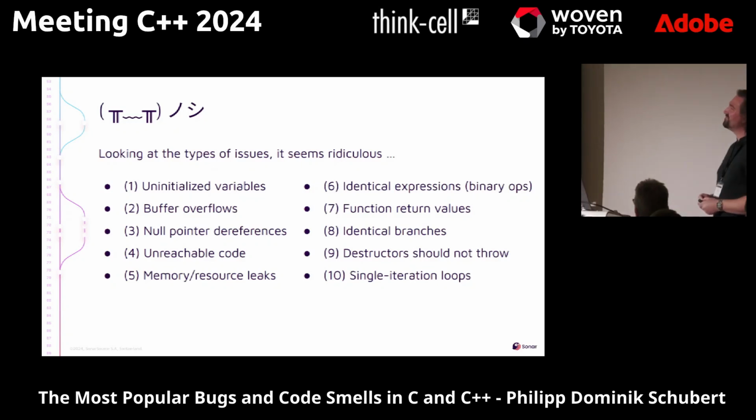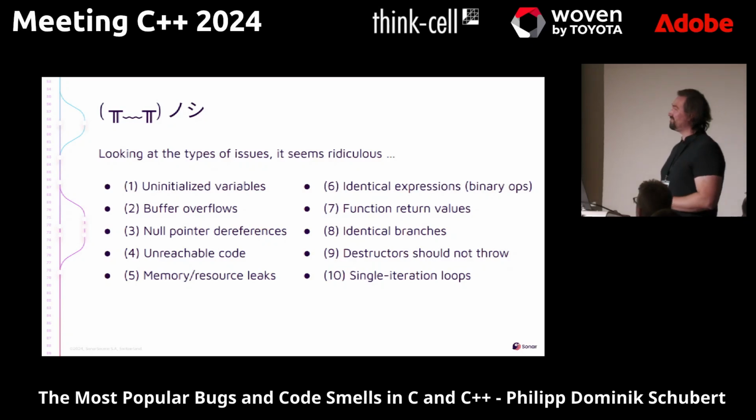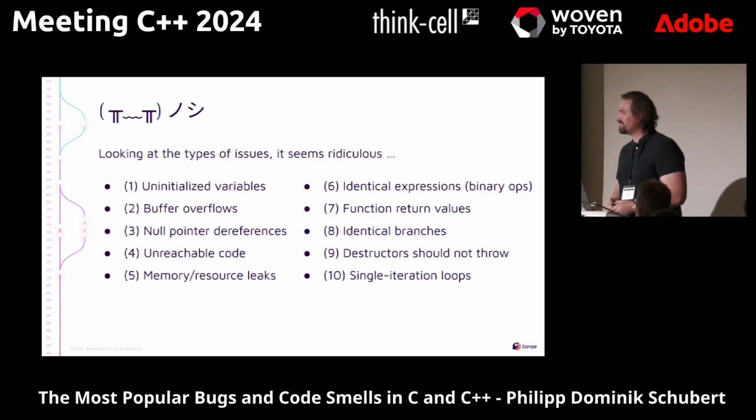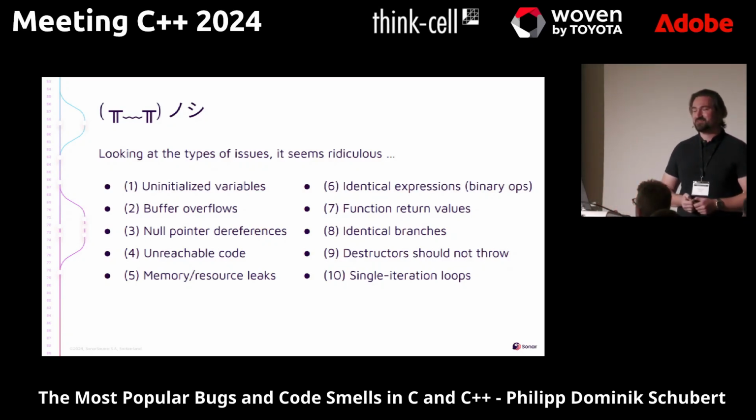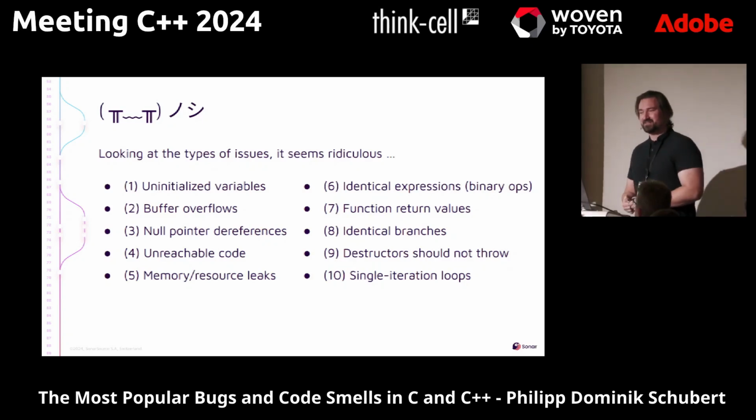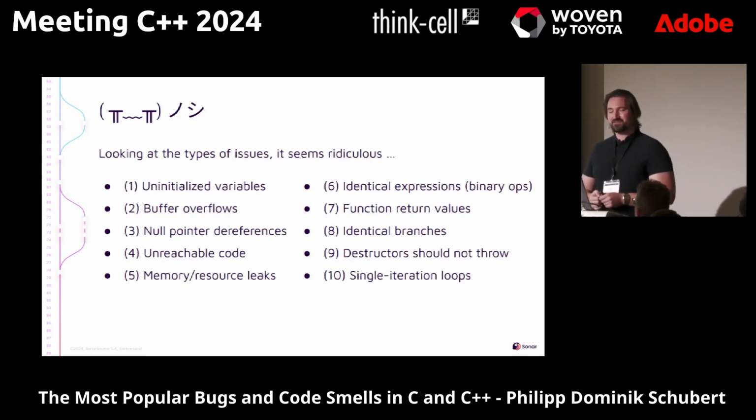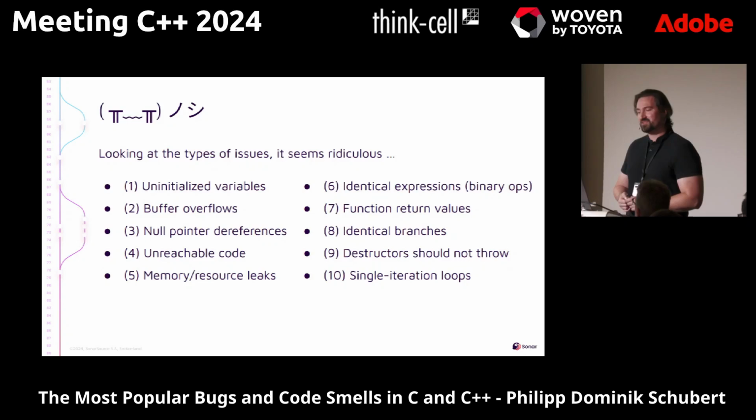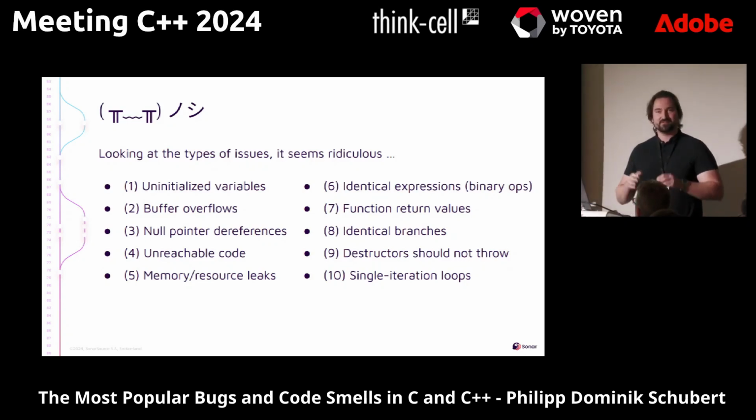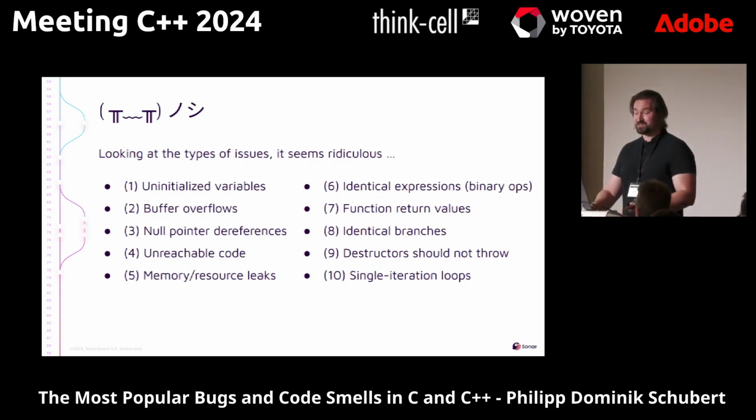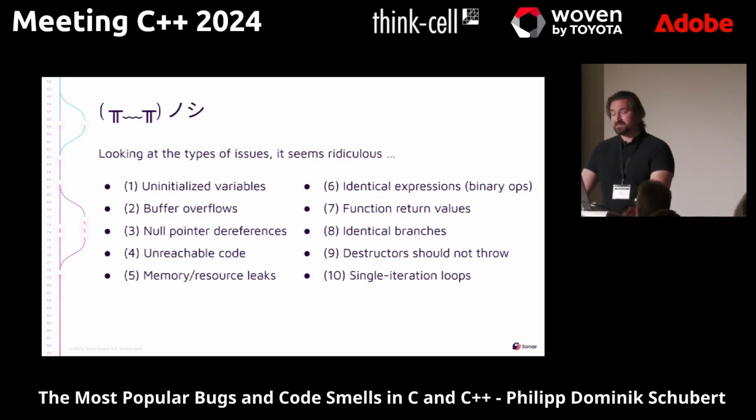Let's look at it. Uninitialized variables. Great. Buffer overflows, null pointer dereferences, unreachable code, memory and resource leaks, identical expressions on both sides of a binary operator, which seems fishy at least. Function return values missing, identical branches, destructors should not throw, so destructors that throw exceptions which leave the destructor, and single iteration loops. So I mean, what did we expect, right?